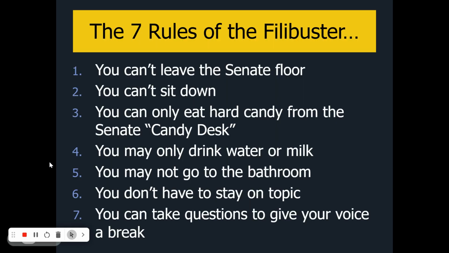So there are some ridiculous rules of the filibuster. Whenever a senator is attempting to cause this delay, you can't leave the Senate floor. You can't sit down while you're talking. You're only allowed to eat hard candy from the Senate candy desk. It's ridiculous. You can drink water and milk. You are not permitted to go to the bathroom. You do not have to stay on topic. You can talk about anything you want, and you're allowed to take questions from your fellow senators to give your voice a little bit of a break.